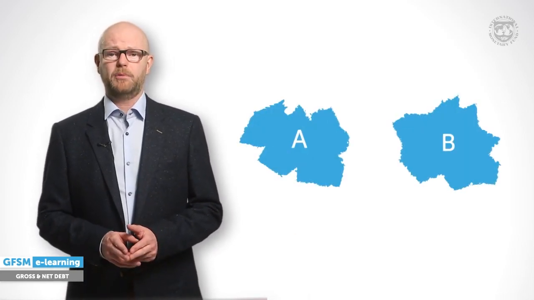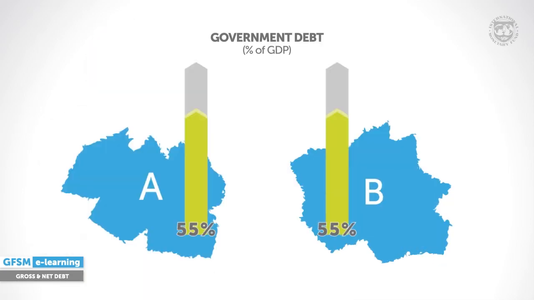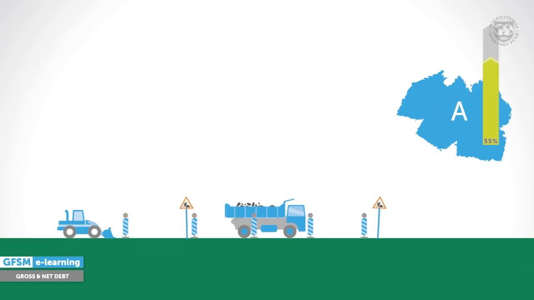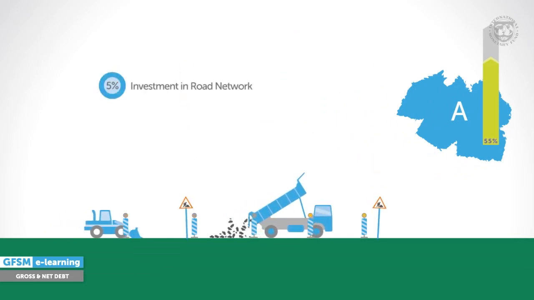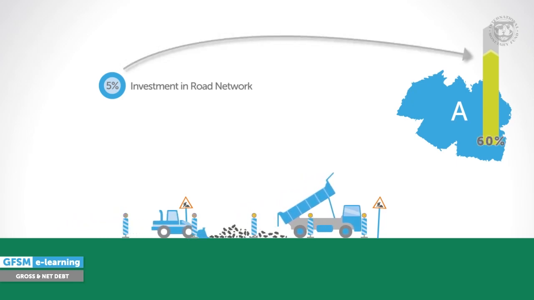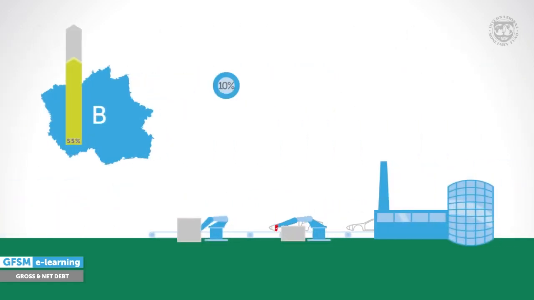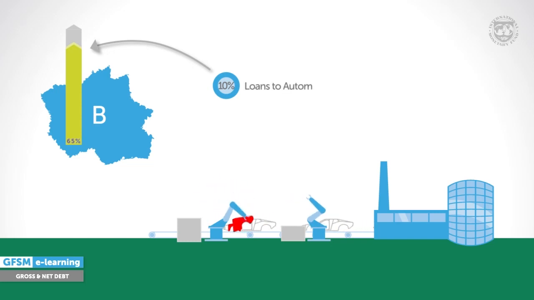Both countries start off with the same level of debt, 55% of GDP. Now, the government in country A borrows an additional 5% of GDP to invest in its road network, which urgently needs to be improved. Its debt is increased to 60% of GDP. The government in country B borrows even more money and increases its debt to 65% of GDP. With this, it provides loans to its automotive industry. Even though the industry is in good shape, it uses these loans to invest heavily in energy-efficient cars.